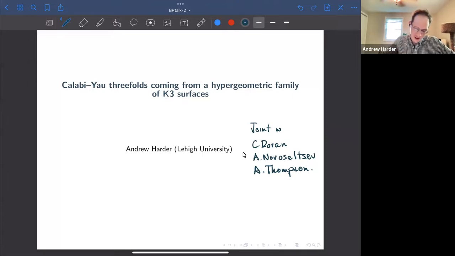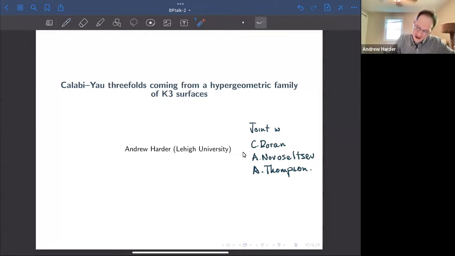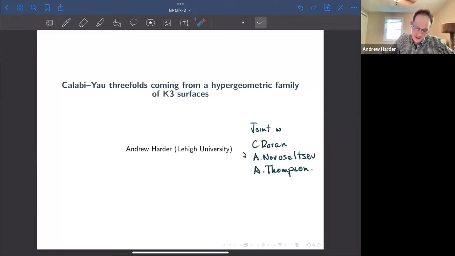So yeah, I want to talk about some work that I did. Actually, this is, at this point, somewhat old work, I have to admit, with Chuck Doran, Andrey Novoseltsev and Alan Thompson. So I'm going to talk about various families of Calabi-Yau threefolds that you can construct from families of a specific hypergeometric family of K3 surfaces.